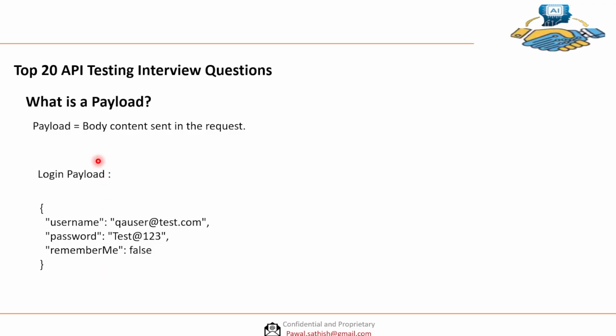Then, what is a payload? Payload is nothing but the body content sent in the request. Here you can see this is called the payload. When I want to send a request to the server, I need to provide it in JSON format, since we are using a RESTful API. Here you can see username is string format, password is string format, and remember me is a boolean. We'll see all these details. And this is the login payload.